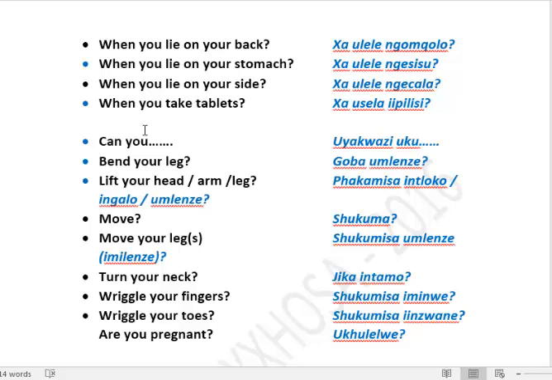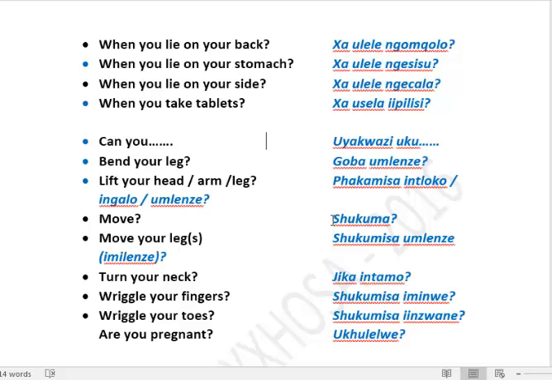Now we're testing the person's ability to move. Can you do whatever? Uyakwazi ukugoba umlenze. Can you bend your leg? Uyakwazi ukuphakamisa intloko. Can you lift or raise your head? Uyakwazi ukuphakamisa ingalo, arm, or umlenze, leg. So we have here umqolo, the spine, isisu, the stomach, umlenze, the leg, ingalo, the arm, intloko, the head.